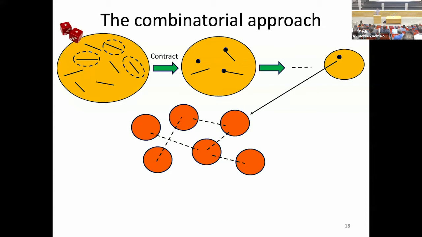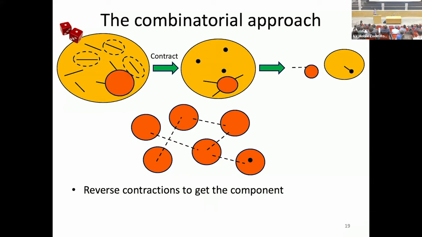Now, it turns out that if you do this the right way, you do the math, this will actually be a hyperfinite decomposition. To get a local algorithm, you have to reverse the contractions to get the cluster. This is obviously easier said than done, but you can do it using some clever analysis. So if you want to say, here's some vertex, which component do I lie in? You try to reverse the contractions, and then you'll get the component. I'm oversimplifying things, but that's the basic idea.